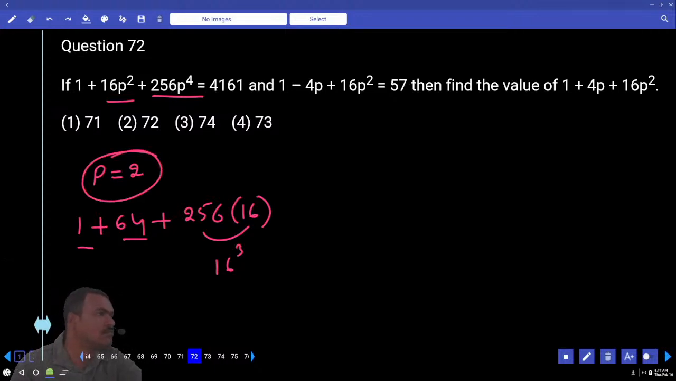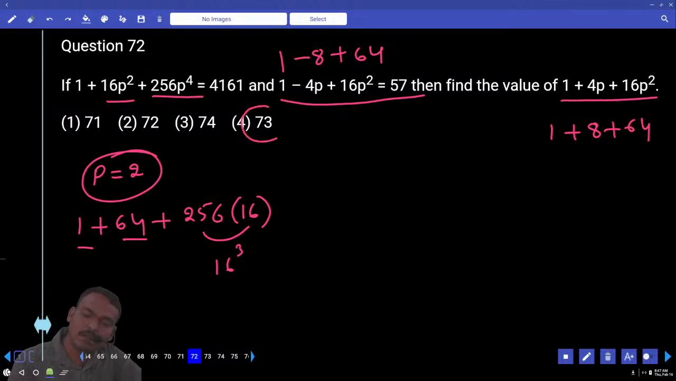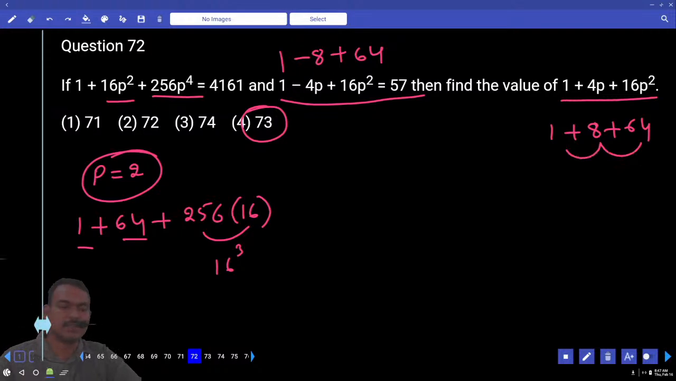Yes or no? Second one also same or getting different? 16p square means how much? 64. 4p means minus 8. 1. 1 minus 8 plus 64. How much? 57 or not? What is the question here? 1 plus 4p plus 16p square or not? We required 1 plus 8 plus 64 or not? What is the total answer? 73, no? Yes or no? 64 plus 8, 72 plus 1, 73.